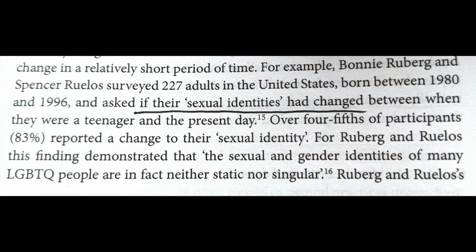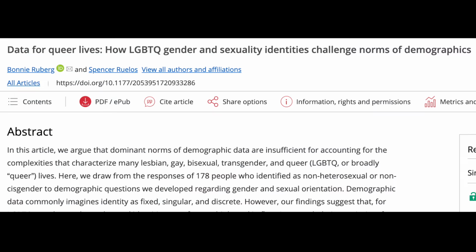He uses an example of a survey of 227 adults and asks if their sexual identity had changed between when they were a teenager and the present day. And so over 4/5, or 83%, did report a change to their sexual identity or how they understood themselves. So therefore, the research tools can include ways in which the participants can update their information and reaffirm that they still identify in the same ways. He's pointing out that identity characteristics are moving targets.